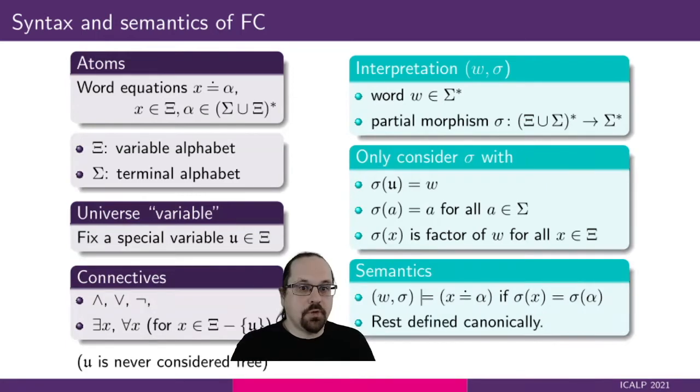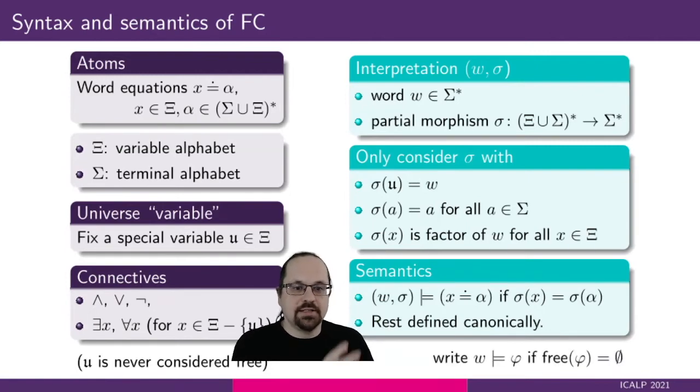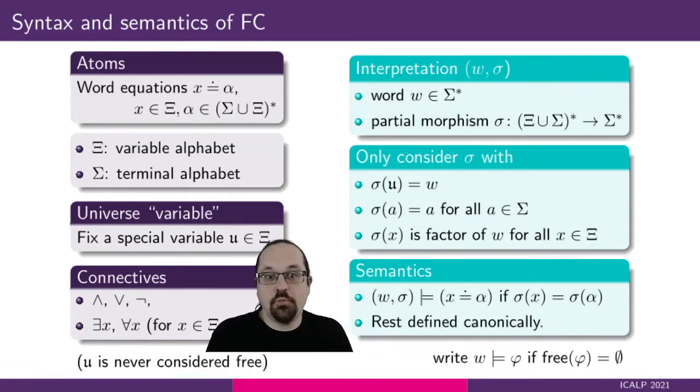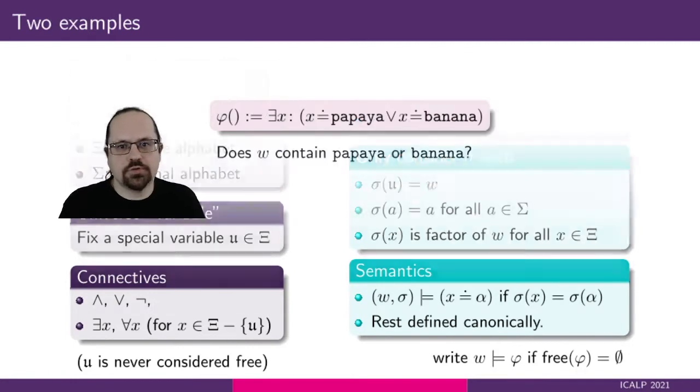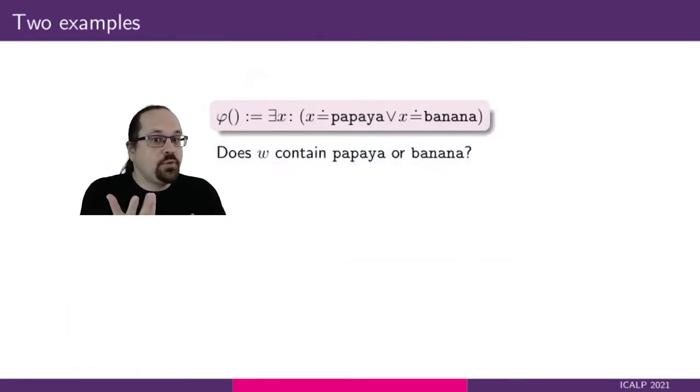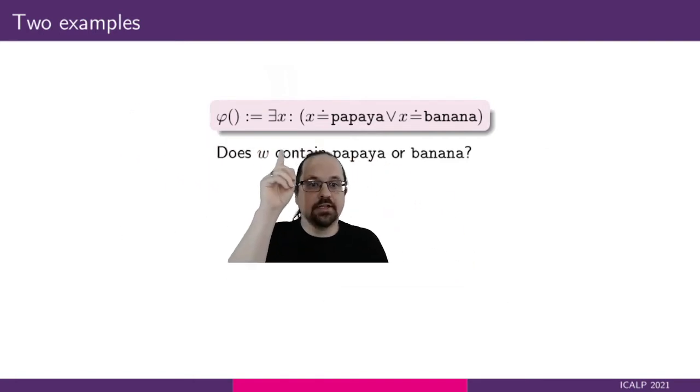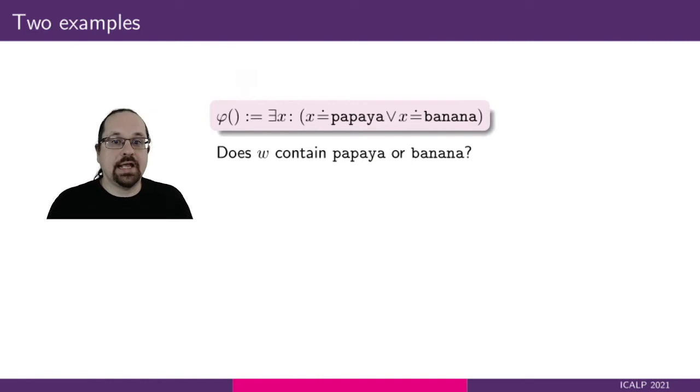That gives us everything. If we have a sentence or a formula without free variables, we just ignore the sigma because we don't need it and just write W satisfies phi. That's that. Everything fits on one slide. So before we go to the results, two quick examples. Of course, there are more in the paper. If you want to express a simple Boolean query, asking, does my word W contain, for example, papaya or banana? You write, is there some factor x such that x is papaya or x is banana?